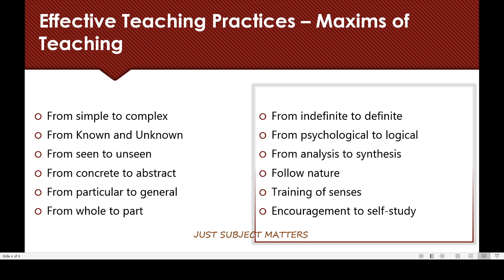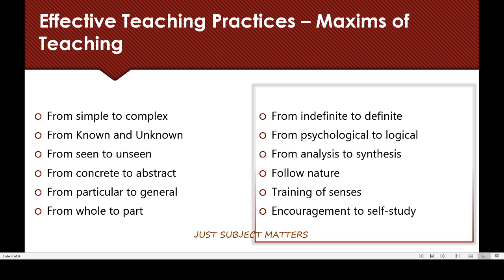From known to unknown and from seen to unseen is where students should be imparted knowledge about the present, and then they can understand the past and the future. So it must be from concrete to abstract, where the mental development of the students is better with the concrete objects. Then they become familiar, and then they can go on to the abstract words at a larger stage.